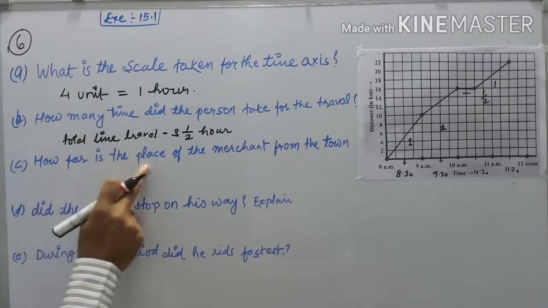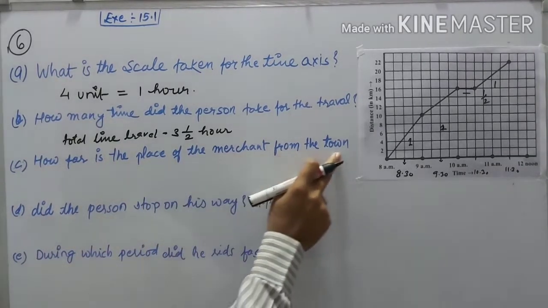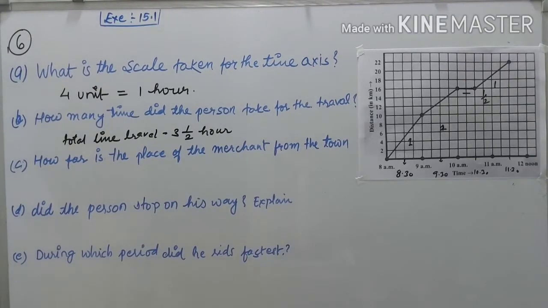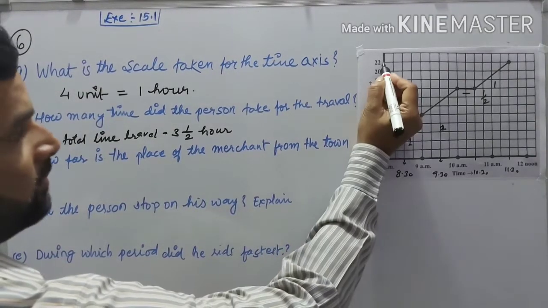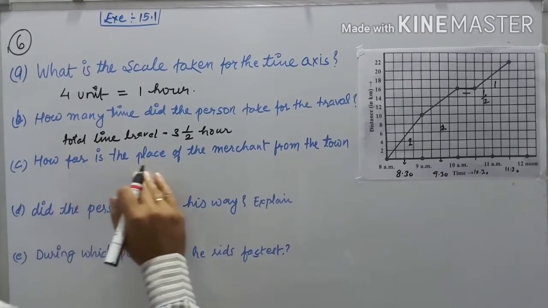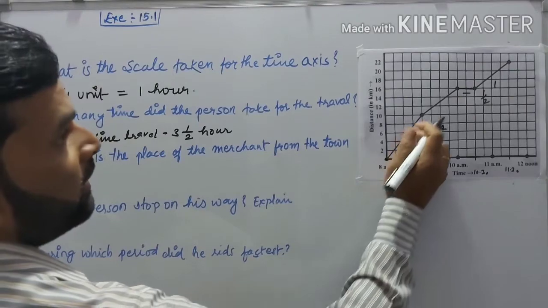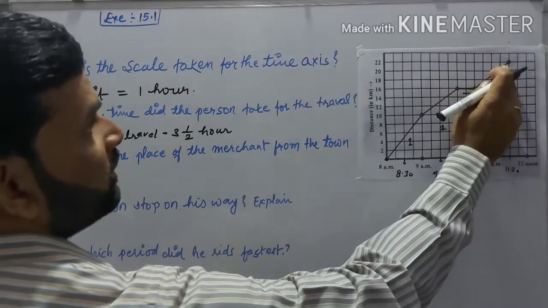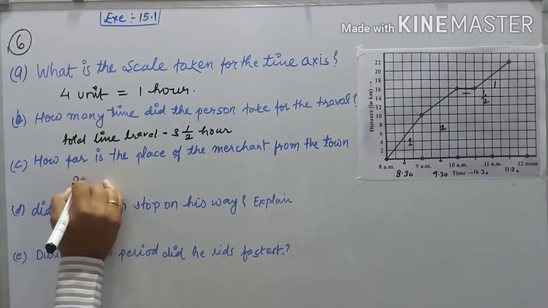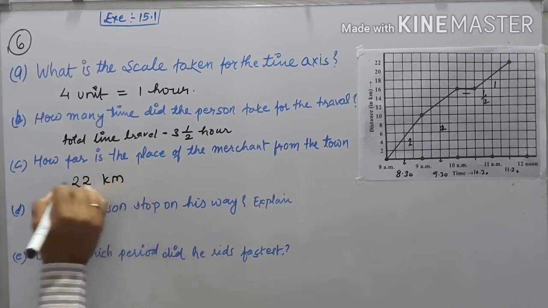how far is the place of the merchant from the town. Okay, so this is the total distance covered, how far the merchant's place is from town. That is the third question. The start is 0 and the total distance covered is 22 kilometer, so that is 22 kilometer.